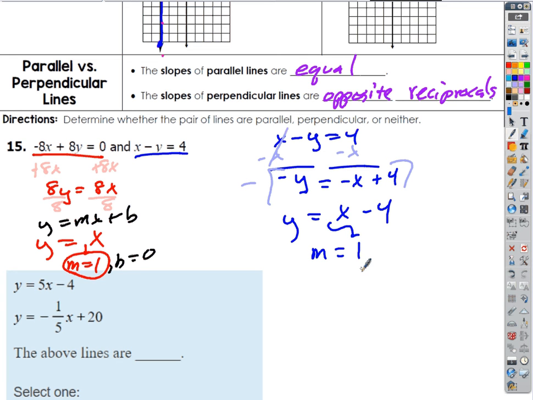So what can you tell me about those 2 lines? They're parallel, because the slopes are both equal to 1. They're equal. Okay? How about down here?